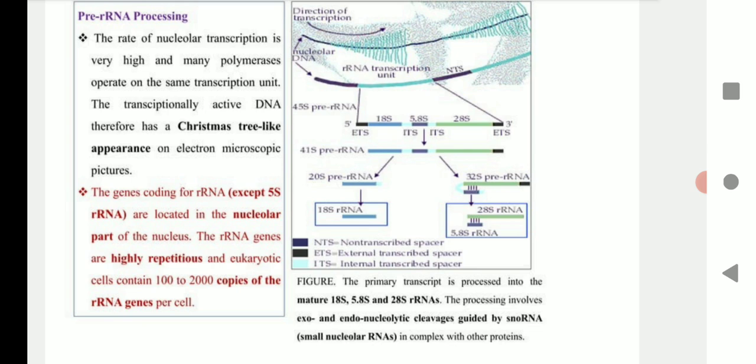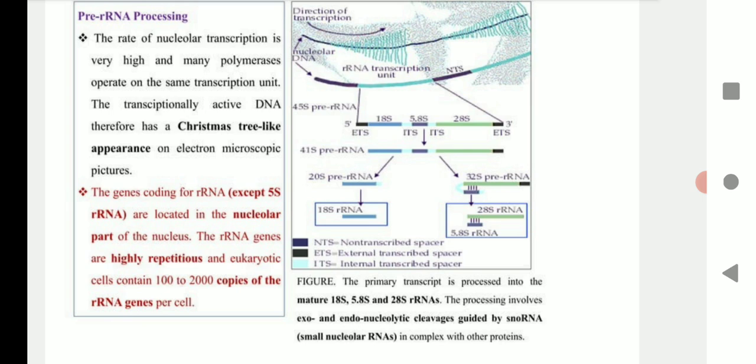The genes coding for rRNA, except 5S rRNA, are located in the nucleolar part. The rRNA genes are highly repetitive in nature, and the eukaryotic cell contains how many copies? Means the primary transcript. 100 to 200 copies of rRNA genes are present per cell. Don't forget. How many copies are synthesized? Means 100 to 200 copies are synthesized. That is how it looks like a Christmas tree like structure.